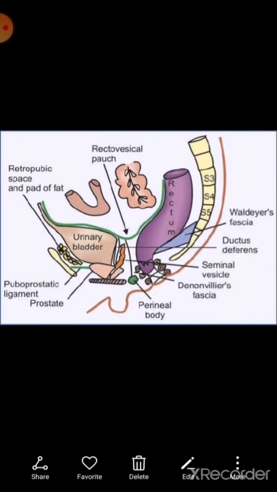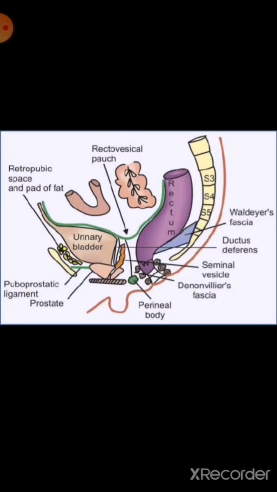So this is a representation of the male urinary bladder, and in green is represented the peritoneum, and you can see the whole of the superior surface is covered by the peritoneum, and above that you can see the terminal ileum, and you can see the coils of the terminal ileum, and you can see the sigmoid colon.